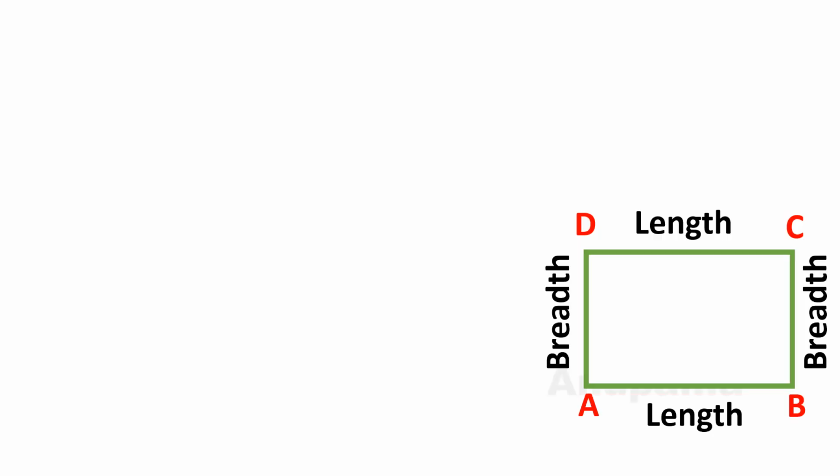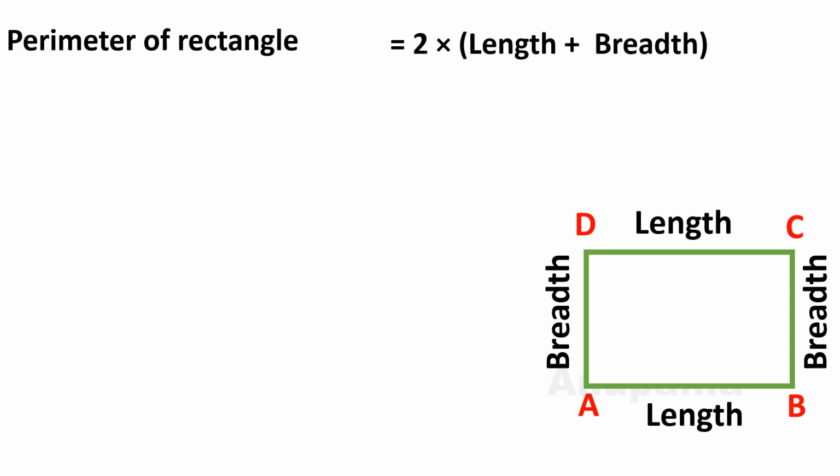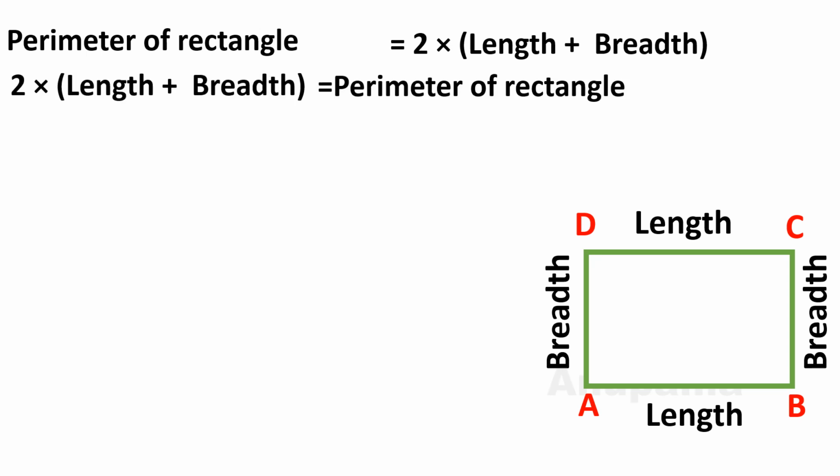But what if perimeter is given to you and you need to find out the length or breadth of a rectangle? Let us find out the formula. And it is very easy to make the formula. There is no need to mug up. You can make the formula by yourself. How? You know that perimeter of rectangle equals 2 multiply length plus breadth. So we can write like this also.